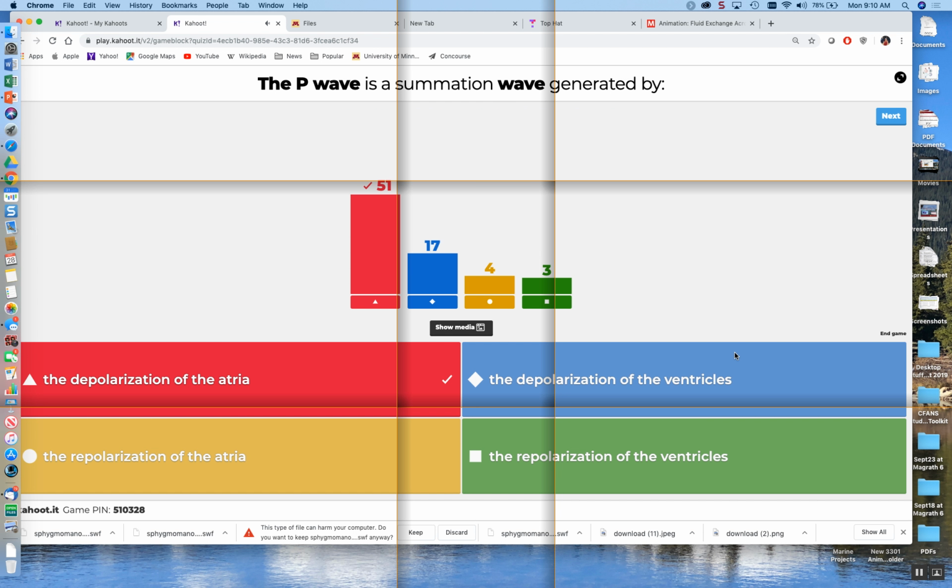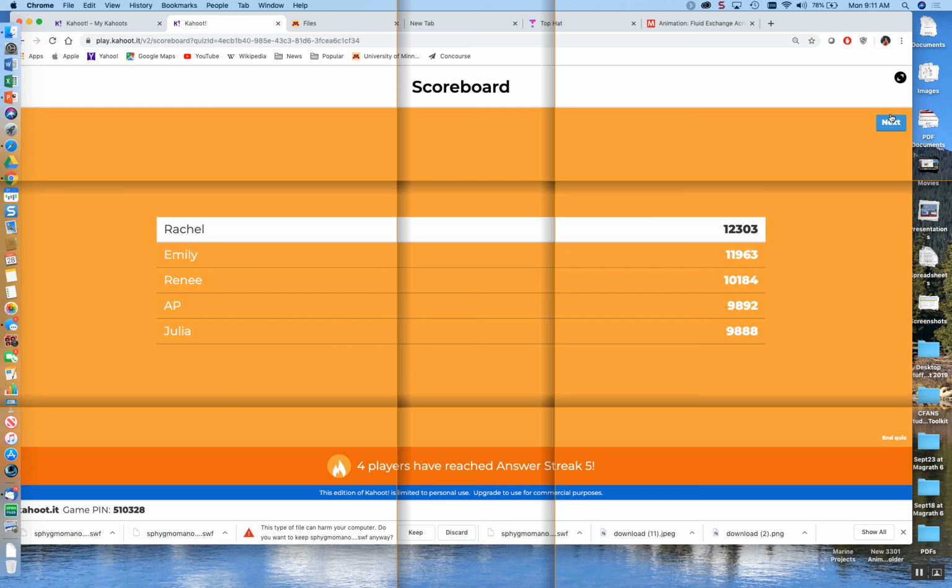All right, that's right. It is atrial depolarization. All right, the QRS is ventricular depolarization, and the T wave is ventricular repolarization. So one of those is going to be on the exam. One of those questions will be on the exam. All right, Rachel's still on top here.